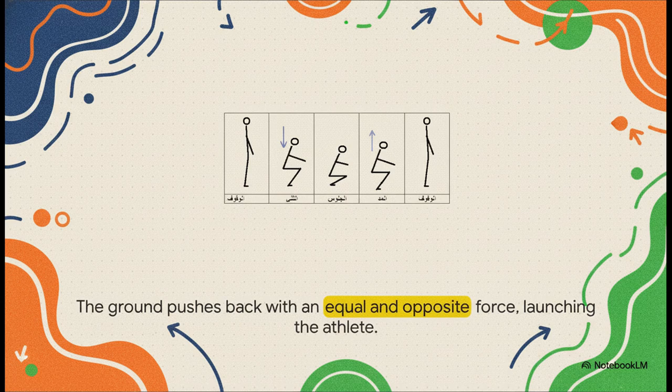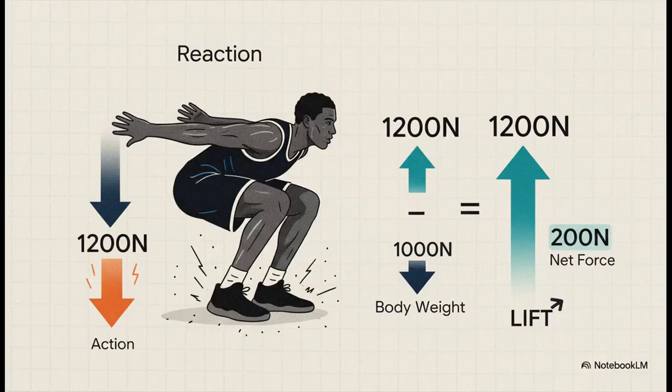You can see it right here in the phases of the jump. It's that reaction force that gets them into the air. So here's the deal. To actually move upward, an athlete has to generate a force that's greater than their own body weight. For instance, if their weight is, say, 1,000 newtons, that's just a unit for force, they might need to push down with 1,200 newtons. That extra 200 becomes the net upward force that lifts them off the ground.